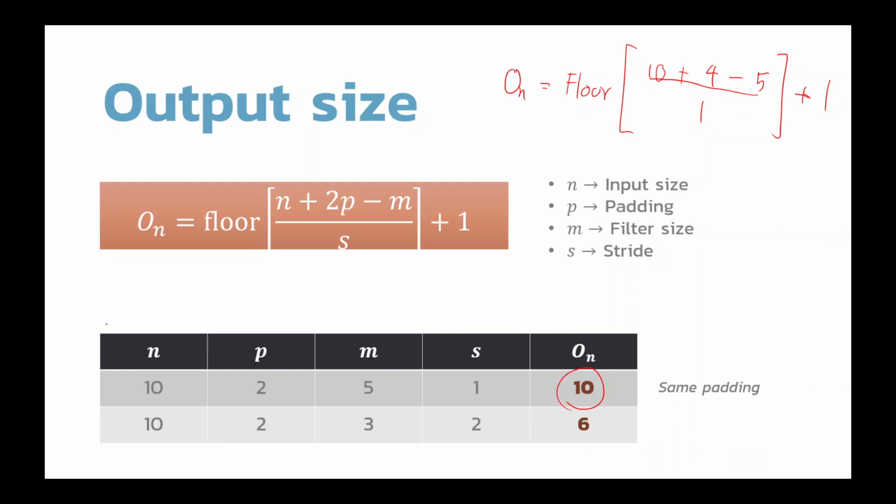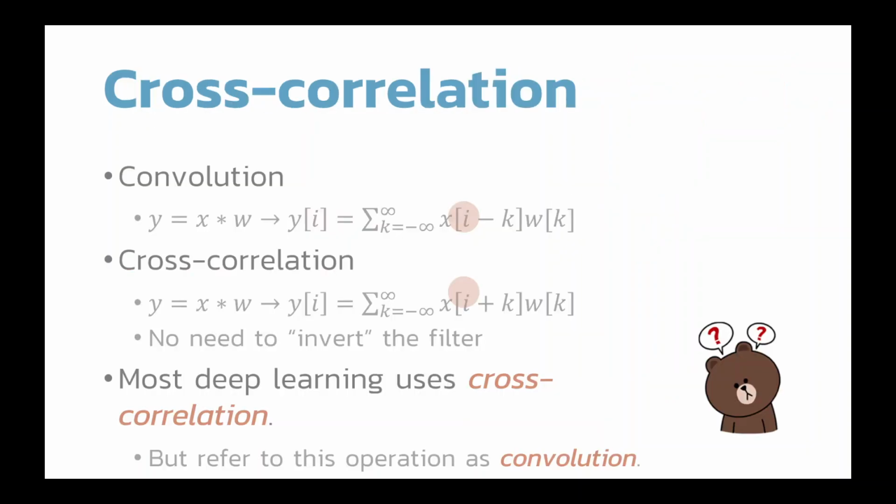So if your input is 10 and your output is 10, that means it's called same padding. That's the name that we always use. A little bit of jargon. I don't want to confuse you too much, but I've got to mention this one.